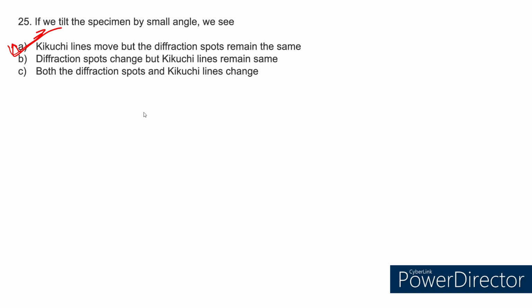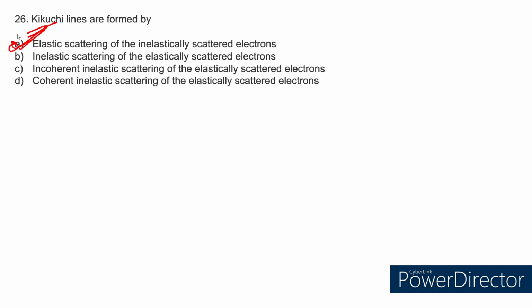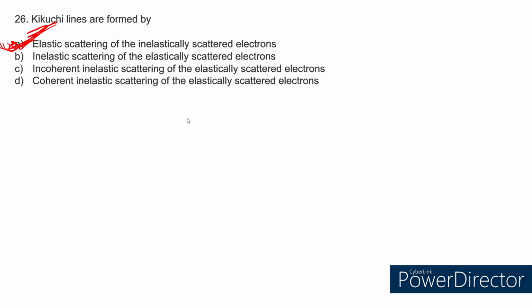If we tilt the sample by a small angle, we see Kikuchi lines move but the diffraction spots remain the same. Kikuchi lines are formed by elastic scattering of inelastically scattered electrons. The bent contour is produced due to variation in the deviation parameter.